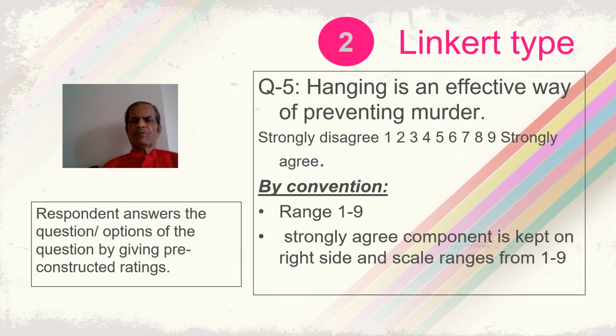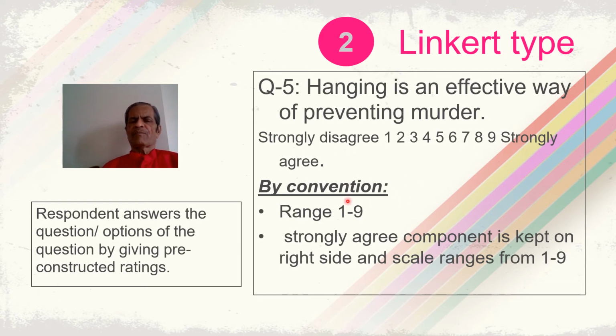In a Likert type of question, the respondent answers the question or the options of the questions by giving pre-constructed ratings. These are not made by the respondent, but are given in the question itself. For example, in this question, hanging is an effective way of preventing murder, and the ratings are between 1 to 9. And 1 would mean strongly disagree, and 9 would mean strongly agree.